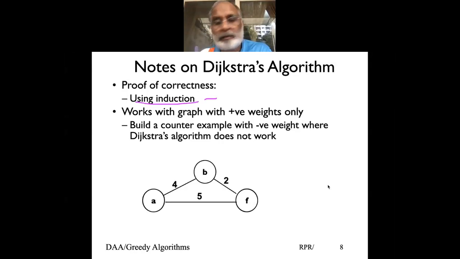Another thing to note is that Dijkstra's algorithm works only with positive weights. If, however, there are negative weights, it doesn't work.